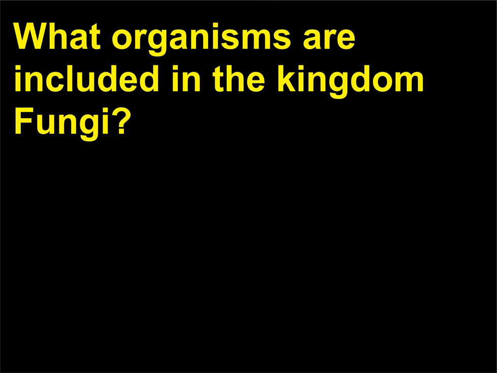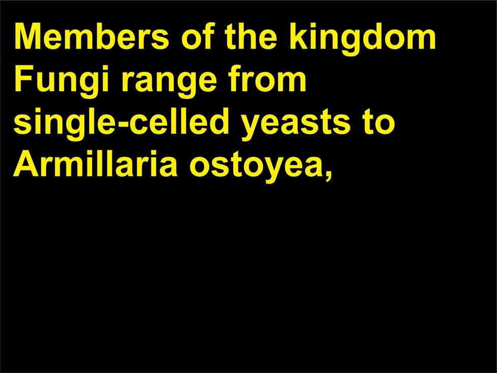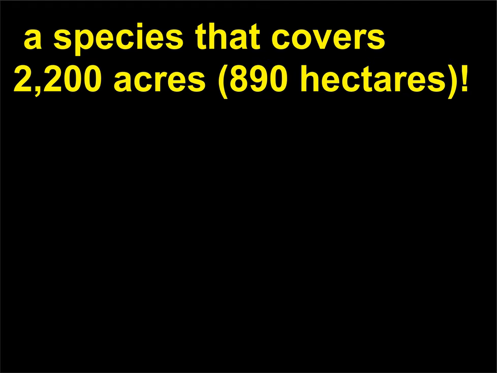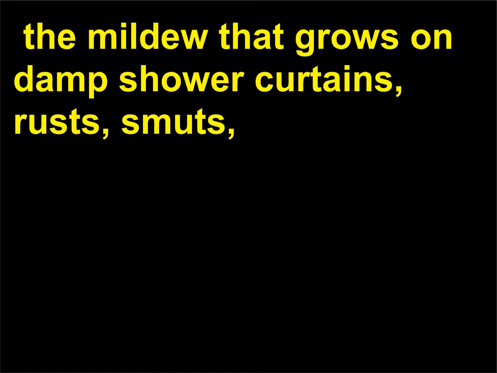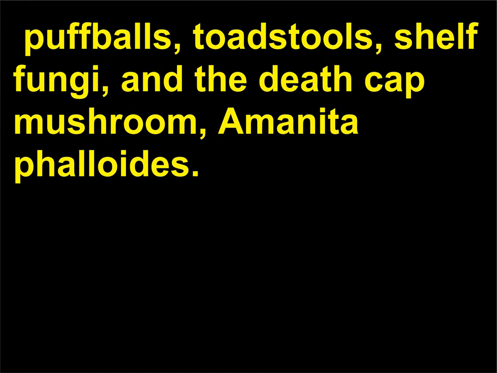What organisms are included in the kingdom fungi? Members of the kingdom fungi range from single-celled yeasts to Armillaria ostoyae, a species that covers 2,200 acres, 890 hectares. Also included are mushrooms that are commonly consumed, the black mold that forms on stale bread, the mildew that grows on damp shower curtains, rusts, smuts, puffballs, toadstools, shelf fungi, and the death cap mushroom, Amanita phalloides.